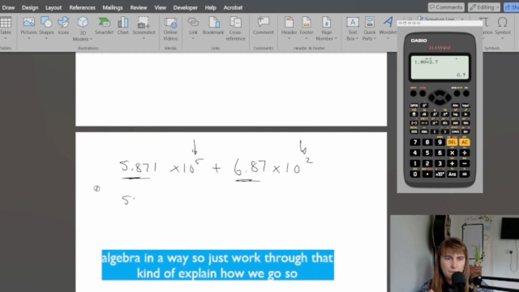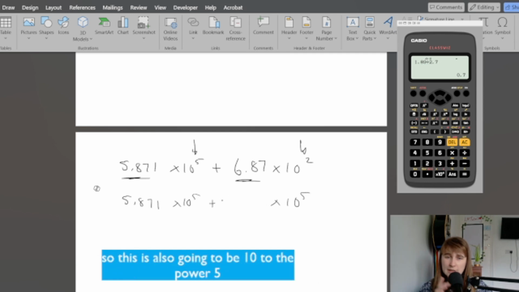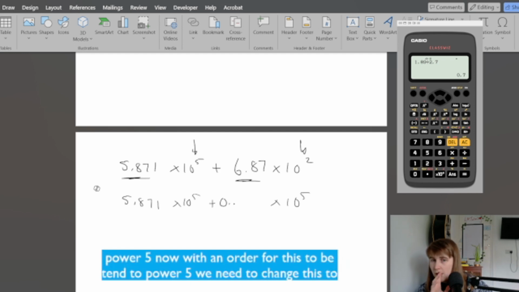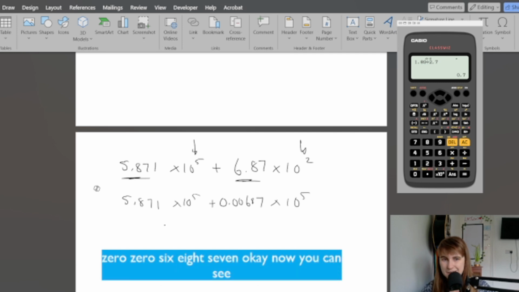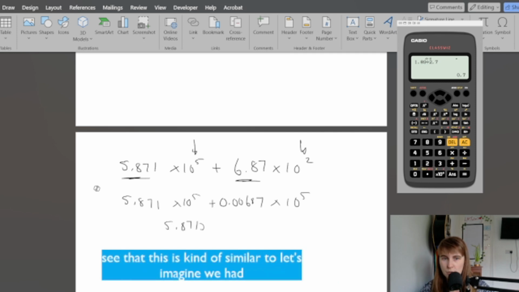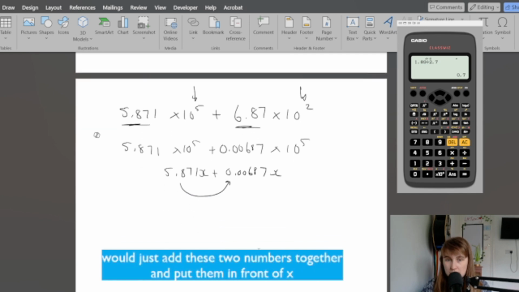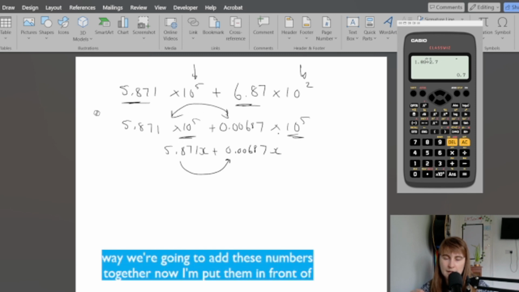So 5.871, we're going to keep this one the same. Plus, now I'm going to convert this, so this is also going to be 10 to the power of 5. Now, in order for this to be 10 to the power of 5, we need to change this to 0.00687. Okay, now you can see that this is kind of similar to, let's imagine we had 5.871x plus 0.00687x. You would just add these two numbers together and put them in front of x. So in the same way, we're going to add these numbers together now and put them in front of our 10 to the power of 5.